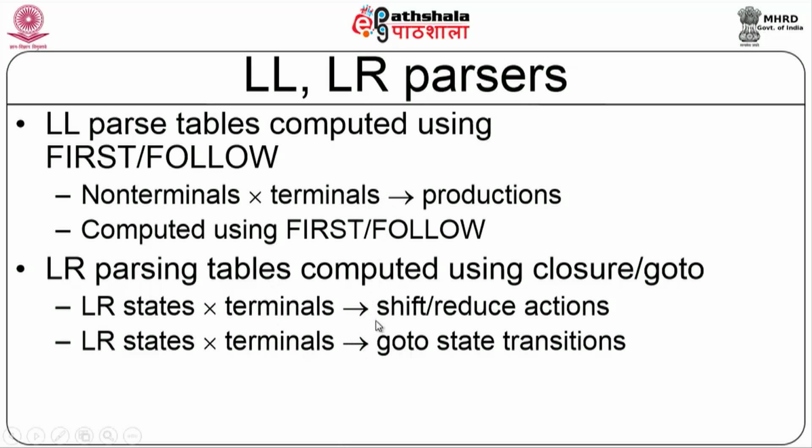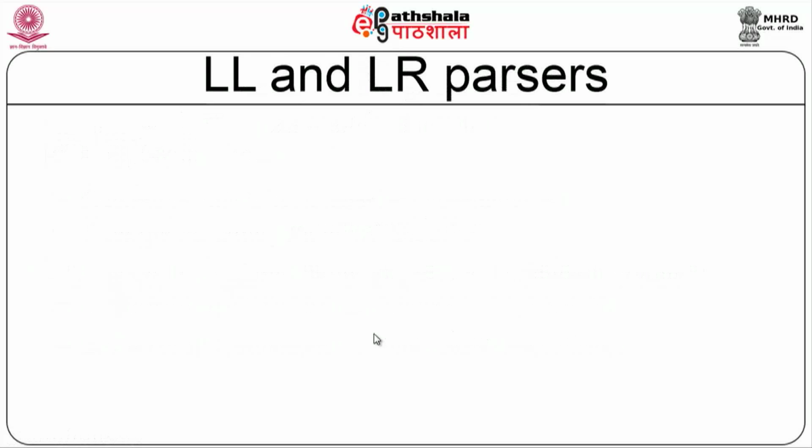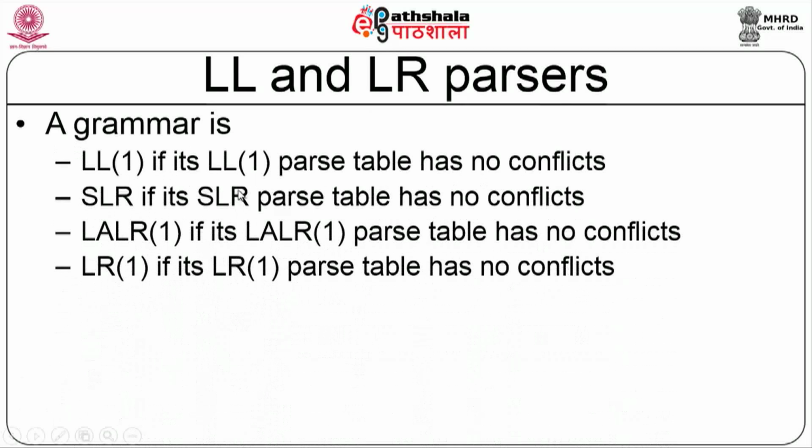In both parsing tables, any other entry not pertaining to these combinations is considered an error entry. We can say a grammar is LL(1) if its LL(1) parse table has no conflict, and SLR if its SLR parse table has no conflicts. Again, LALR(1) if it does not have any conflict, and similarly with respect to canonical LR.